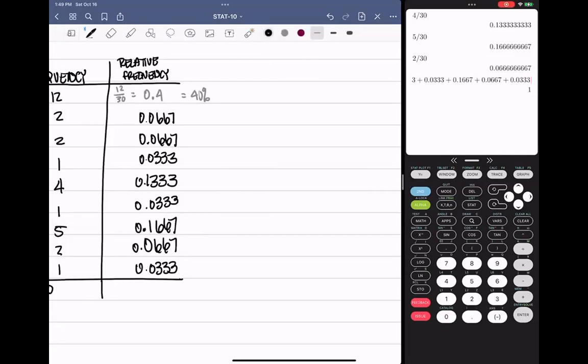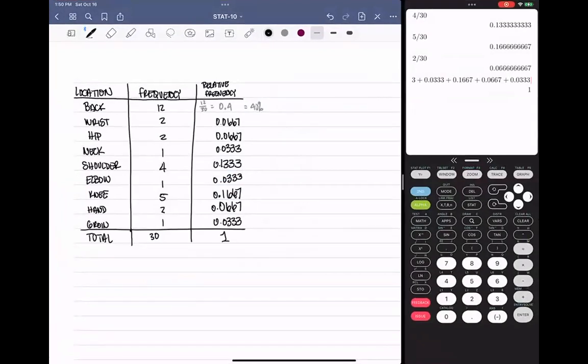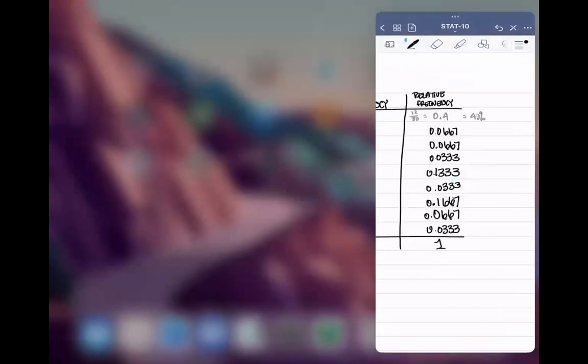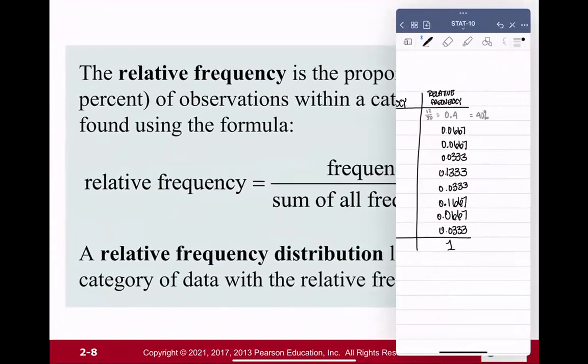When we add all of those values, they're always going to give us 1. So that's another rule of that relative frequency. The sum of all of the relative frequencies should be equal to 1. And that'll be useful in chapter, I believe it's chapter 7 or 8, one of those two. But now let's go back to our lesson. And let's see if we missed anything.